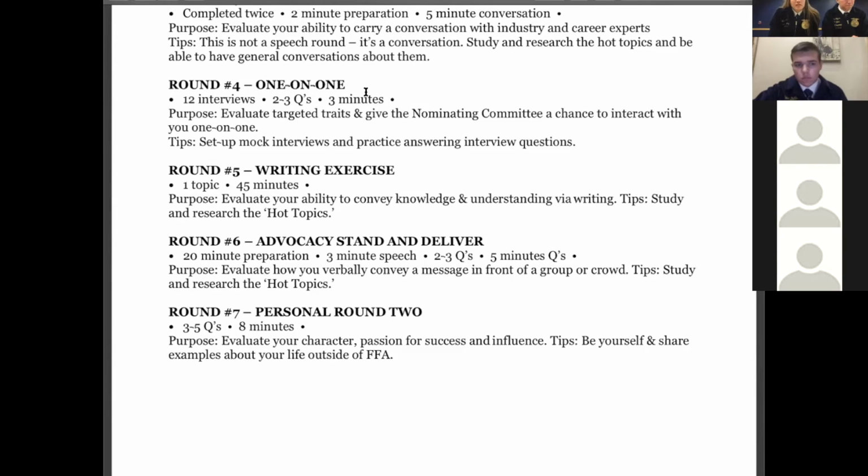And then the second to last is an advocacy stand and deliver. So you'll get a prompt. It'll be about one of the hot topics. You'll have 20 minutes to prepare a speech, and then you give a 3-minute speech. The people watching you aren't the nominating committee. It'll be industry professionals and people like that. And they'll be able to ask you 2 to 3 questions about your speech.